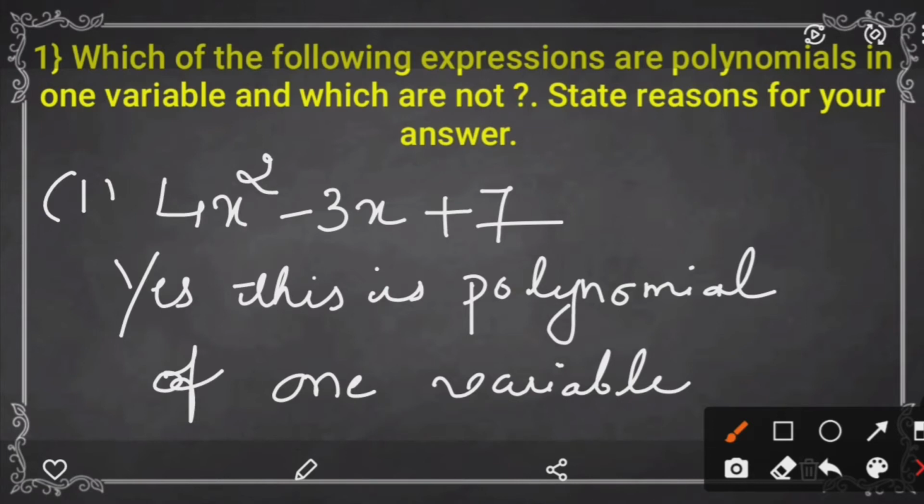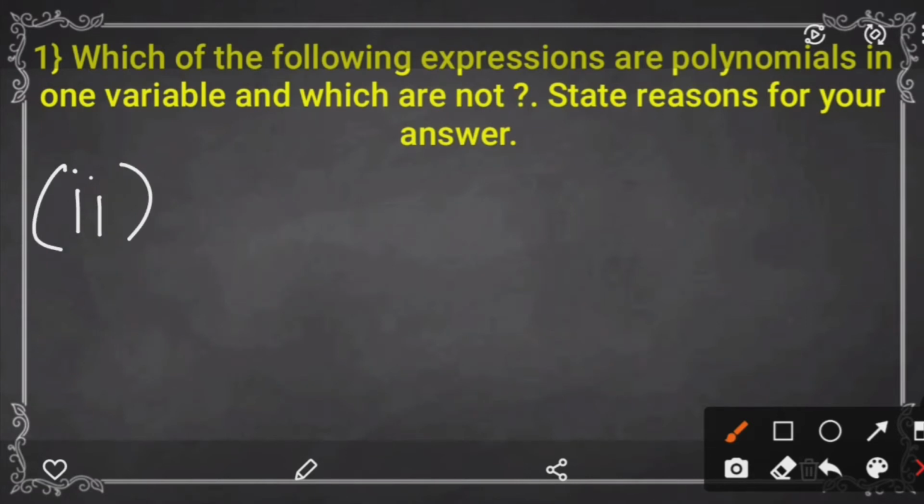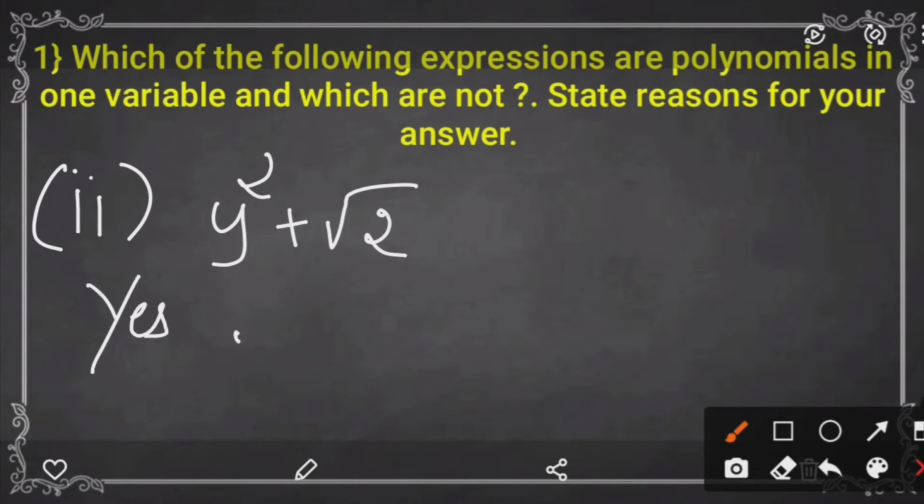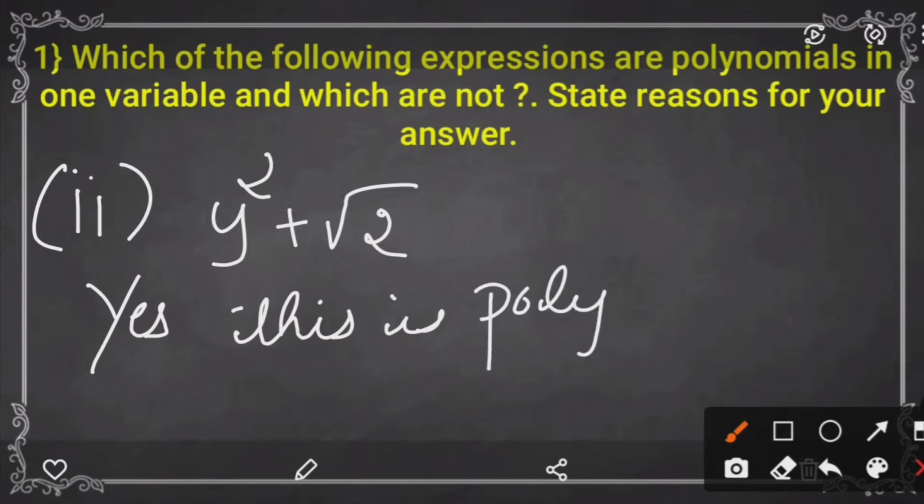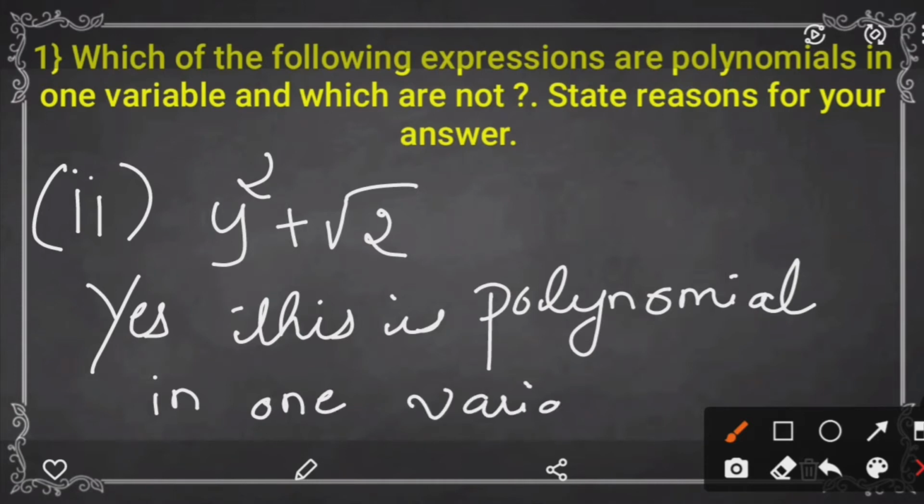What about the second one? The second one is y square plus root 2. Yes, this is also a polynomial in one variable. Then we go for the third one.